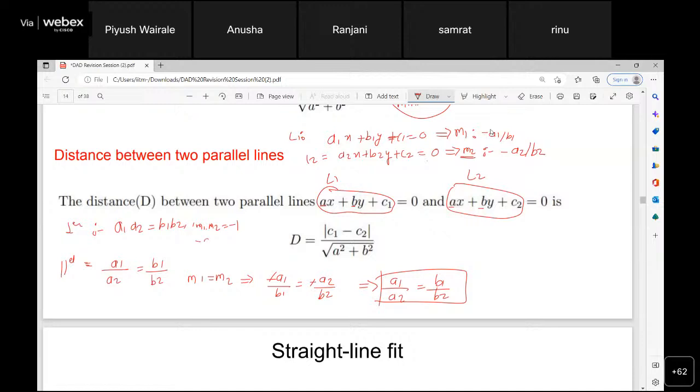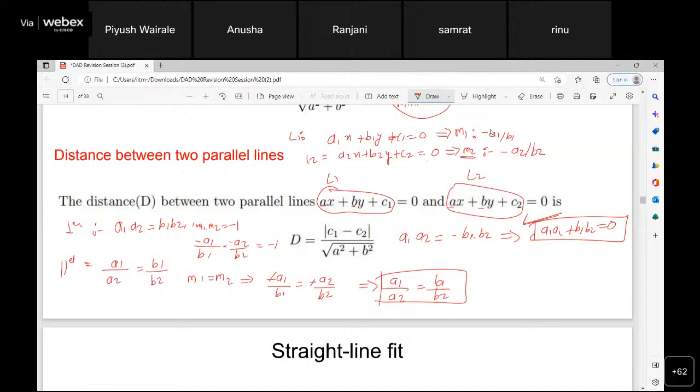Okay, thank you, sir. So minus A1 by B1 into minus A2 by B2 equals minus 1. So minus minus will get plus, right? And what are the conditions? A1 A2 equals minus B1 into B2. So I can say A1 A2 plus B1 B2 equals 0, right? This is the condition for perpendicular lines.